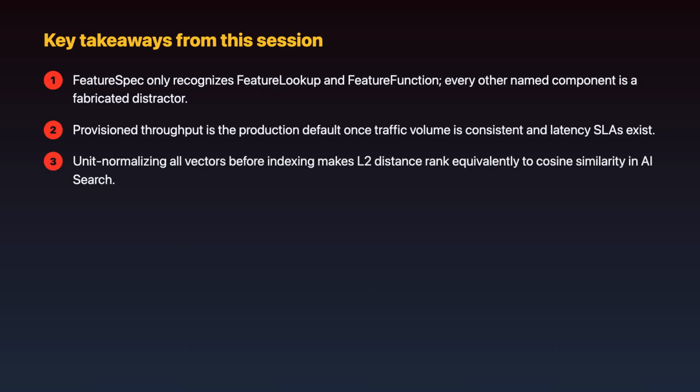3 takeaways from this session. First, FeatureSpec only recognizes feature lookup and feature function. Every other named component is a fabricated distractor. Second, provisioned throughput is the production default once traffic volume is consistent and latency SLAs exist. Third, unit normalizing all vectors before indexing makes L2 distance rank equivalently to cosine similarity in AI search.